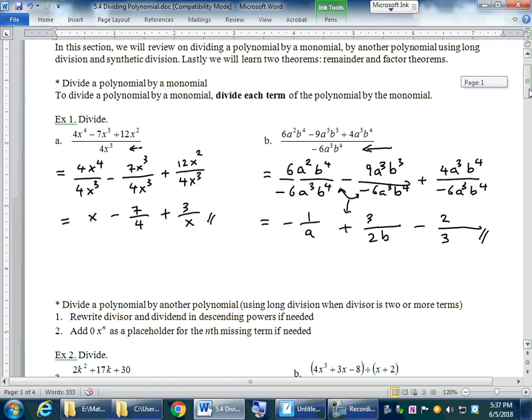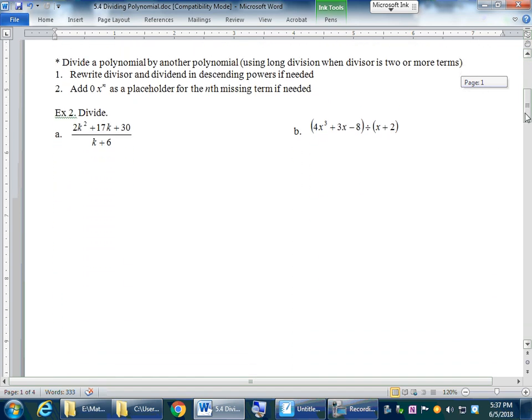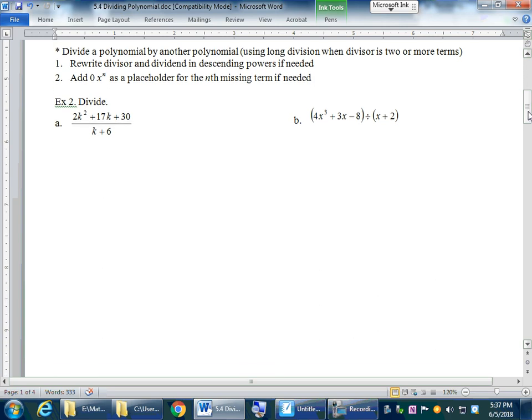Now let's review dividing by a polynomial in long division. Two things that you need to really check and closely follow are, one, your divisor and your dividend must be in descending power, and any missing term, you need to replace it by a placeholder 0x to the n power. So let's review the first example. My dividend is in descending power, and my divisor is in descending power already, so that's good.